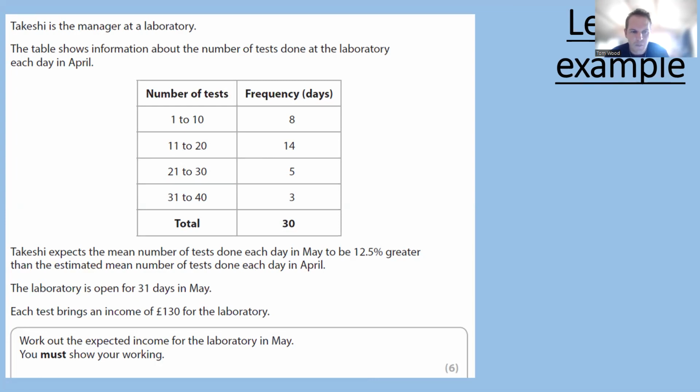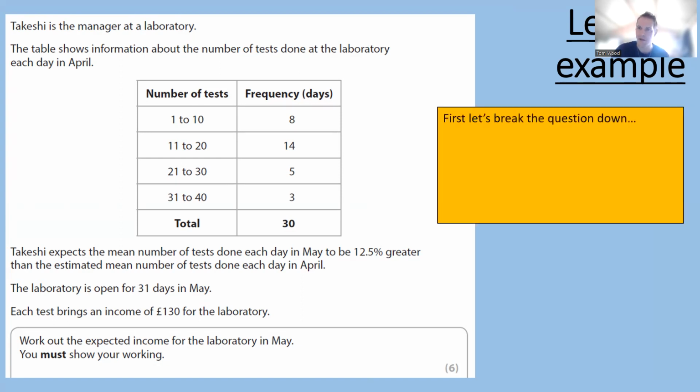So Takeshi expects the mean number of tests done each day in May to be 12.5% greater than the estimated mean number of tests done each day in April. The laboratory is open for 31 days in May. Each test brings in an income of £130 for the laboratory. Work out the expected income. Quite a lot in there, isn't it?